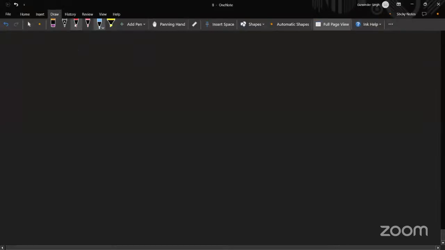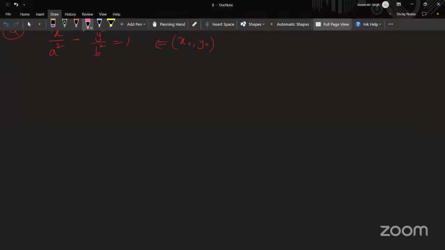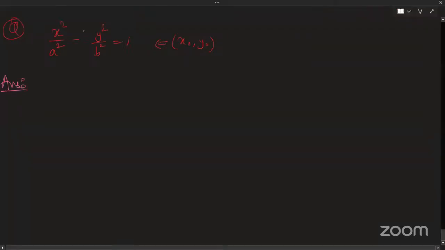Great. Okay, let us just do one question related to conic sections. So you have been given a hyperbola x square by a square minus y square by b square is equal to 1. And you have been given a point x naught comma y naught on this curve. So it is asking you what will be the equation of tangent.